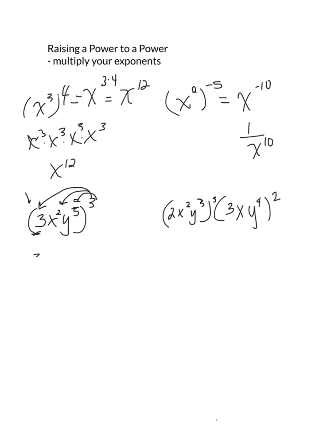So this becomes 3 to the third times x, and then 3 times 2 is 6, y, and then 3 times 5 is 15. We have to simplify this, so 3 times 3 is 9, times 3 is 27, x to the 6th, y to the 15th. So always multiply your exponents when you are raising a power to a power.